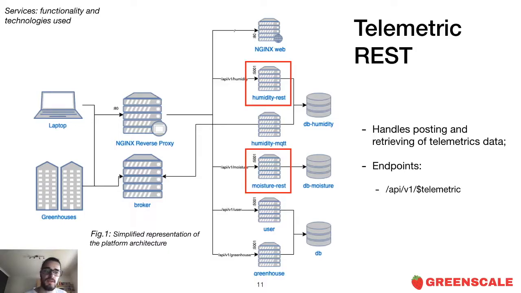This provides independent scalability between telemetric services. If you want more moisture sensors than humidity sensors, you can scale the database and the service independently. Also, in case one of the telemetric services or DBs goes down, the other telemetrics can still be able to post and get data.